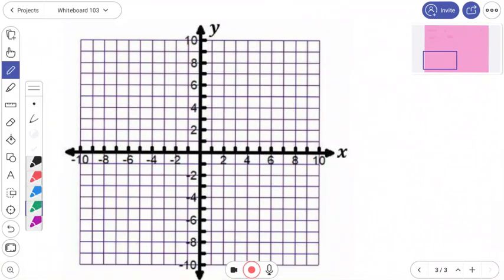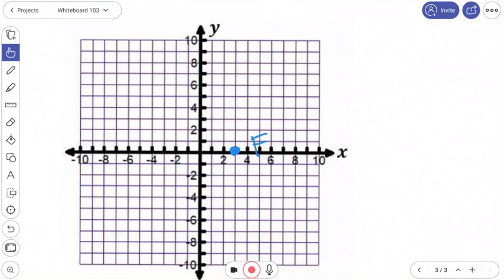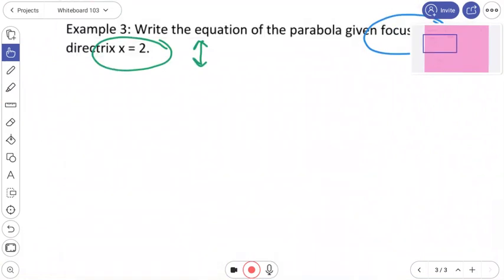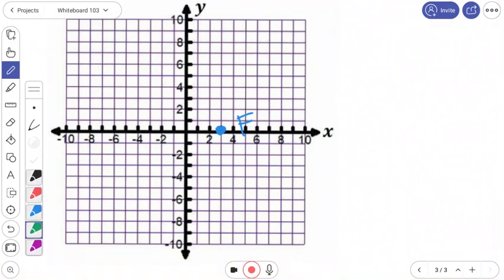Our focus is located at (3, 0). So we're going to the right 3 and up 0. That's our focus. And our directrix, one more time, was x equals 2. So where is that going to be graphed? We're going to go to our x-axis, find where it equals 2, and we're going to draw our vertical line. That's our directrix right there, x equals 2.